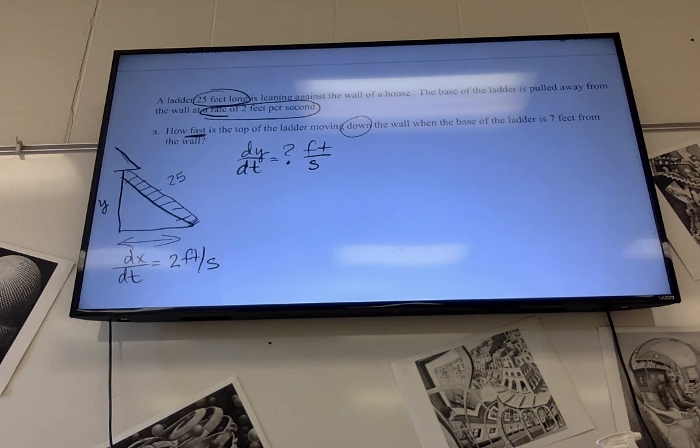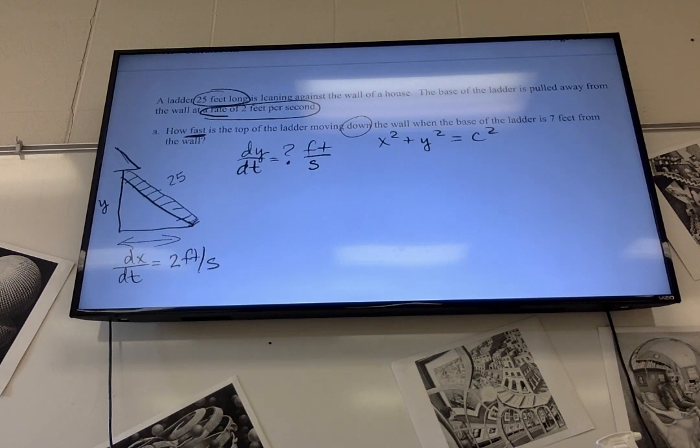Okay, when the base of the ladder is 7 feet from the wall. The one thing that doesn't change is the 25. The rates we've identified, and the one we're wanting to find. What equation puts all these things together? The Pythagorean theorem. x squared plus y squared equals c squared.